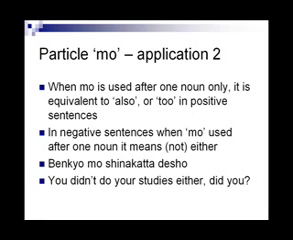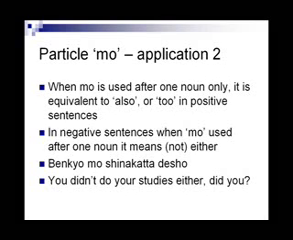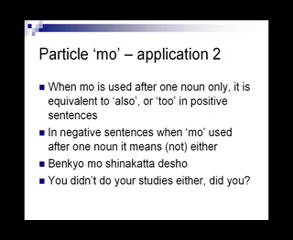The context implied is one of finding that the listener did not do the first of multiple things. For example, a mom returns home from shopping and finds a kid at home has not consumed the beverage she gave before leaving. She had asked the kid to drink the beverage and finish the homework. She finds the kid is watching TV. What do you expect her to say? Benkyo mo shinakata desho. You didn't do your studies either, did you?